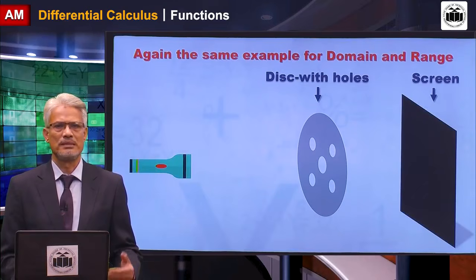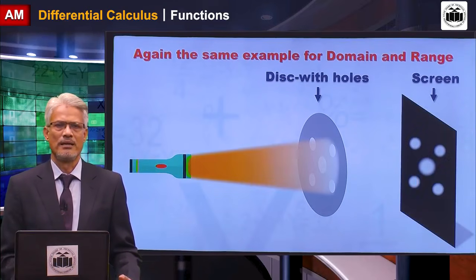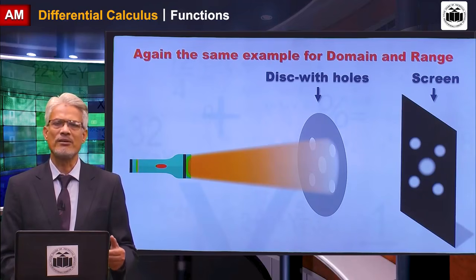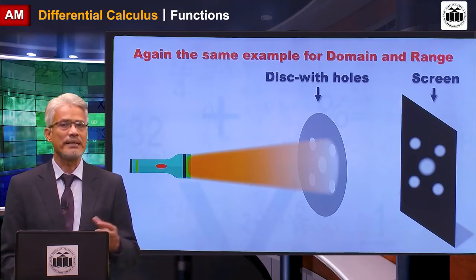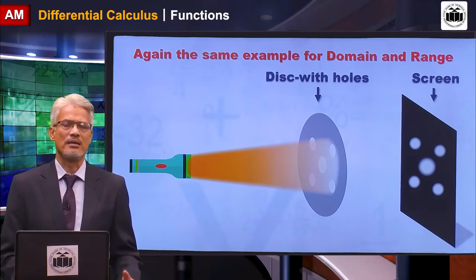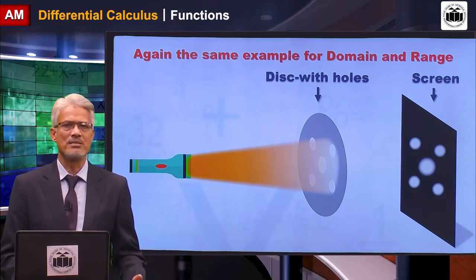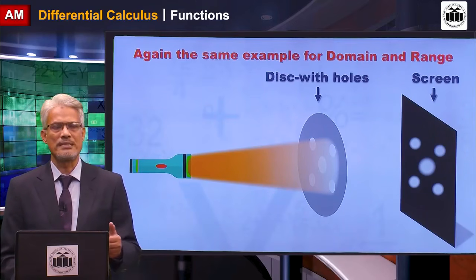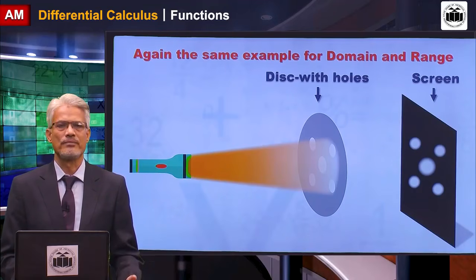Now you see the same example. Torch is there, disk with holes is there, a screen is there. We are focusing the torch, getting bright spots on the screen. What is bright spots? In fact, it is nothing but the image of holes. That's why element of the screen or the element of the range is known as image. These images are created due to the holes in the domain. That's why the elements of the domain is known as pre-image. Mathematically, we can say element of the domain is known as pre-image and the element of the range is known as image.